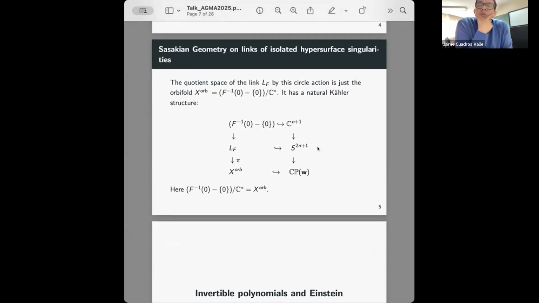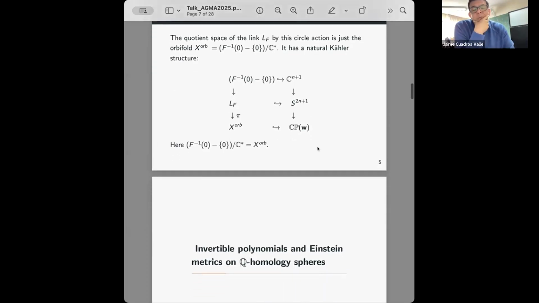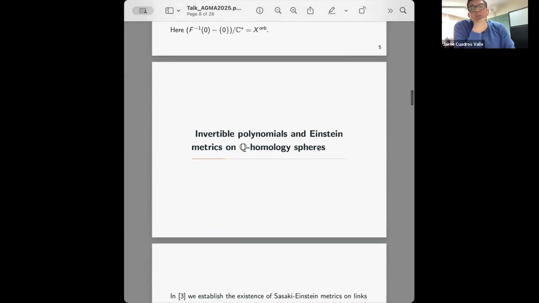But that gives you some idea that we can try to track down the particular features of the geometry of the Sasaki structures in terms of these algebraic objects, the affine variety and the orbifold associated to it. So we will focus on polynomials that are weighted, in particular these invertible polynomials. And of course, metrics that have some nice properties.